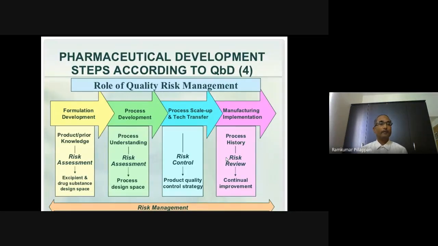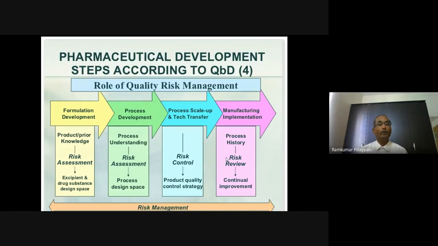So the first step is formulation development. Prior knowledge of the product is most important. A person who has long experience in solid orals cannot even claim he has the ability to do a sterile product. Even with 25 years, people cannot jump from one field to another, from oral product experience into a sterile product. So you have to have prior knowledge of every product which you are intending to do.